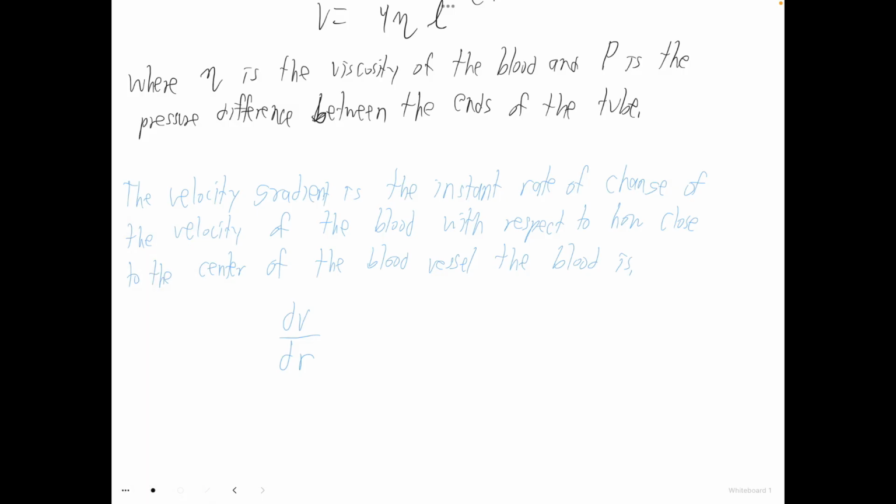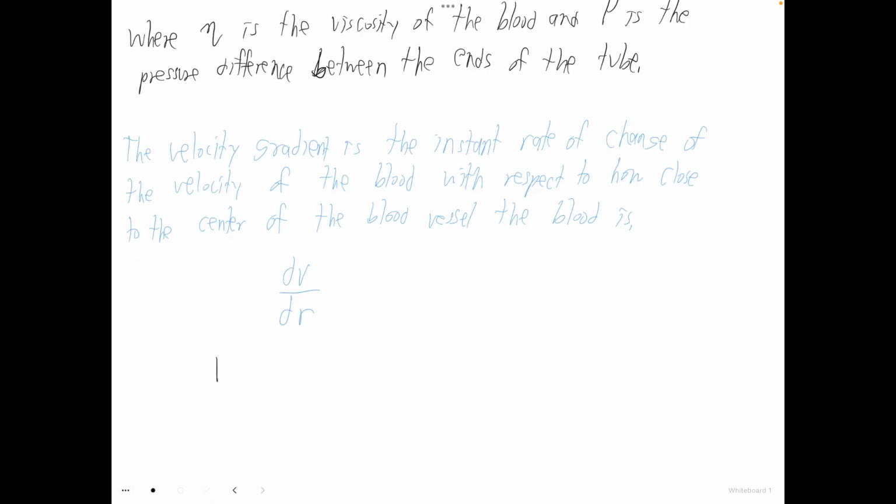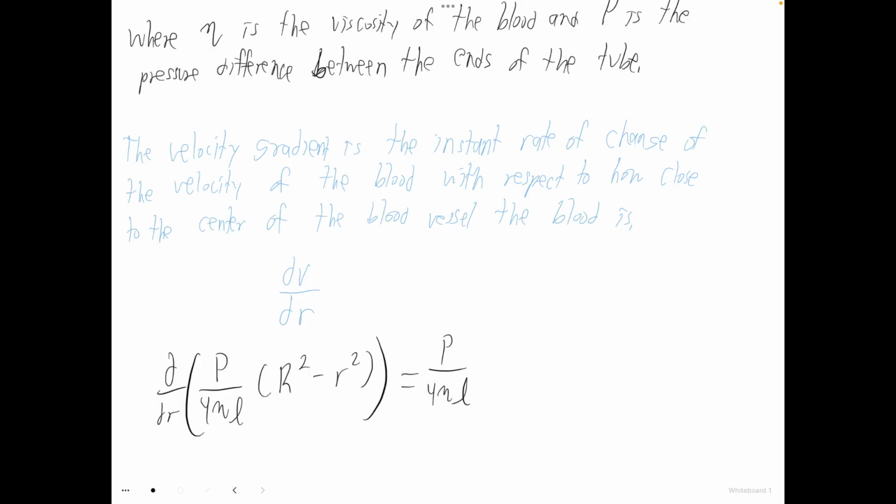And so we have what V is. V is P divided by 4 eta L times big R squared minus little r squared. And we want the derivative of this with respect to little r. Now, when we take this derivative, the only thing we're really considering changing is little r. So assuming the pressure is the same, the viscosity of the blood is the same, the length of the blood vessel is the same, and the radius of the blood vessel is the same, P divided by 4 eta L are all constants. And so we can pull those out in front of the derivative.